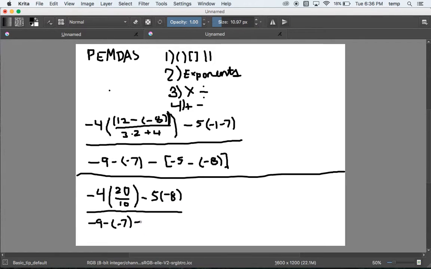Then we have a minus. Then we have -5 minus -8. So -5, subtracting a minus, right? That's going to be a positive. So -5 plus 8, and -5 plus 8 would be a +3.